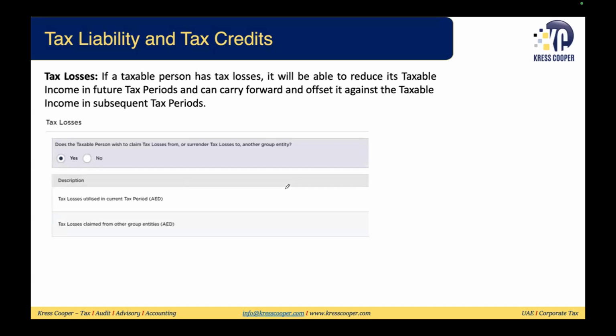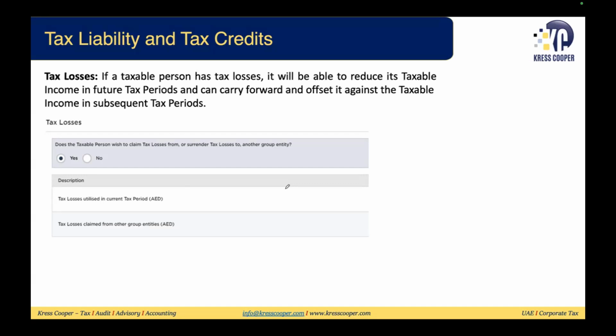Losses, then you need to adjust. We know the losses, basically, can be carried forward for an unlimited period of time, provided there is a continuity of business and there is a continuity of ownership. If there is no continuity of business or there is no continuity of ownership, then the losses cannot be carried forward for an unlimited period of time. And whenever we're adjusting the losses, we can adjust a maximum of 75% of the taxable income of the relevant tax period.